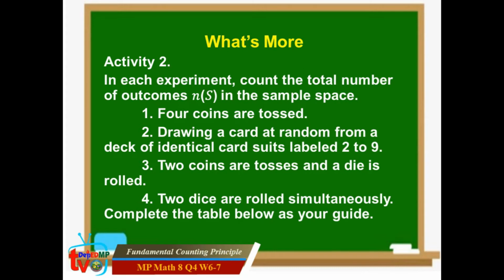1. 4 coins are tossed. 2. Drawing a card at random from a deck of identical card suits labeled 2 to 9. 3. 2 coins are tossed and a die is rolled. 4. 2 dice are rolled simultaneously, and complete the table below as your guide.